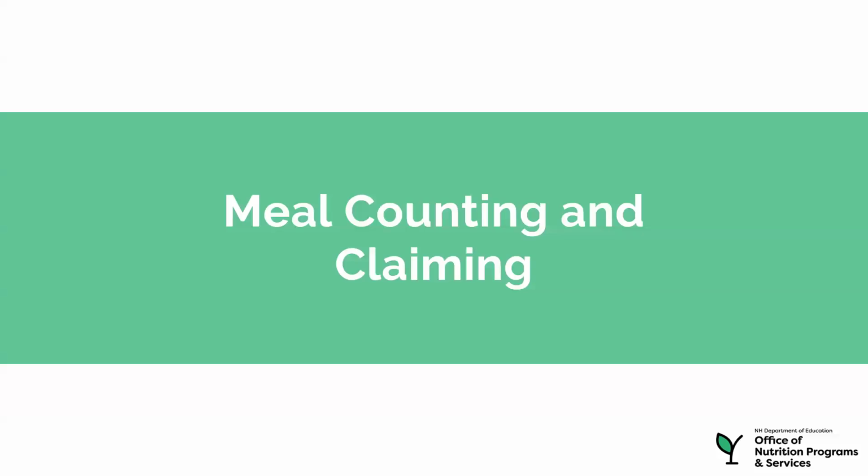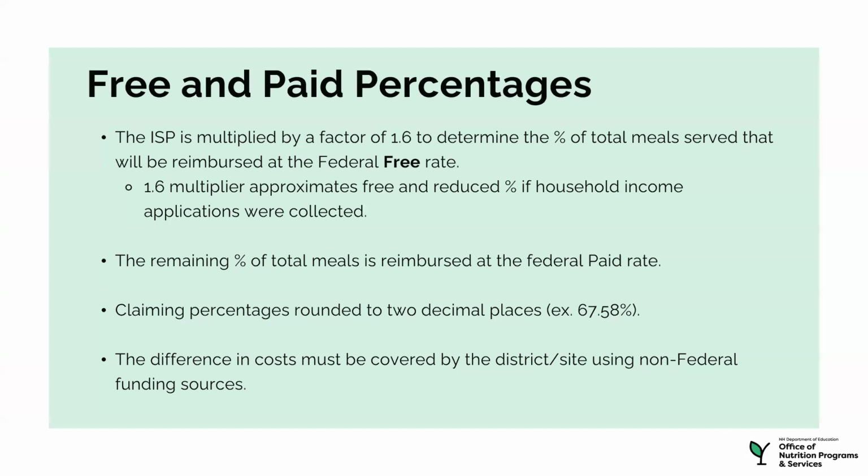So now we'll talk about meal counting and claiming. The identified student percentage is multiplied by a factor of 1.6 to determine the percent of total meals served that will be reimbursed at the federal free rate. The remaining percent of total meals reimbursed will be at the federal paid rate. The claiming percentages are rounded to 2 decimal points. And the difference in the cost must be covered by the district and/or site, and this must be done by using non-federal funds.